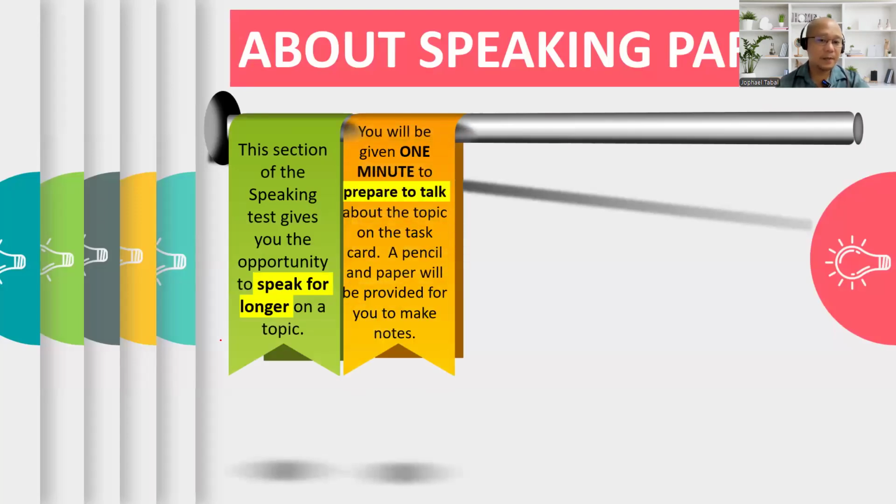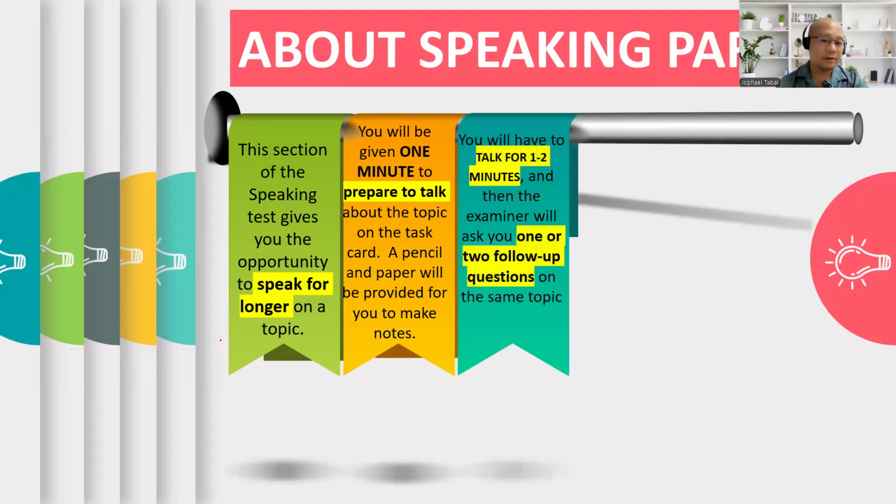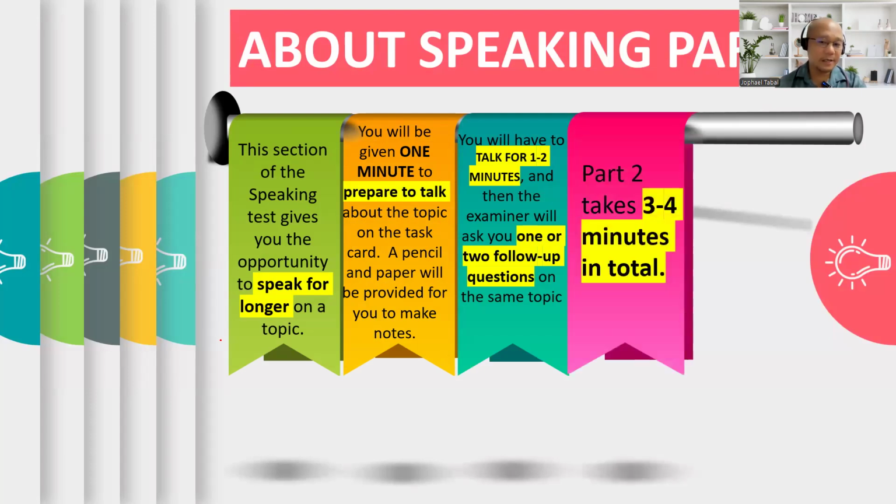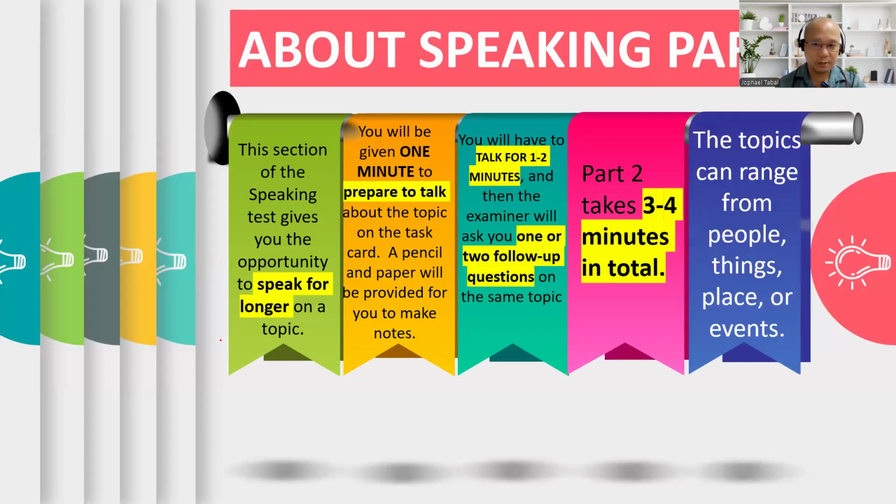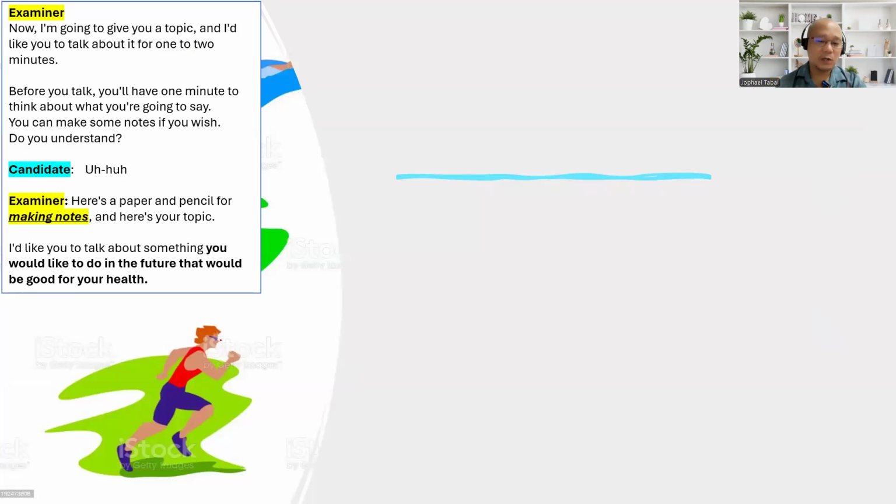So again, speaking part 2 is about speaking longer on a topic. You have 1 minute preparation time. After that, you're going to talk for 1 to 2 minutes. And finally, after your talk, the examiner is going to ask you a follow-up question. The total time for this is roughly 3 to 4 minutes, including preparation time. Topics that you will be asked to talk about range from people, things, places, or events.